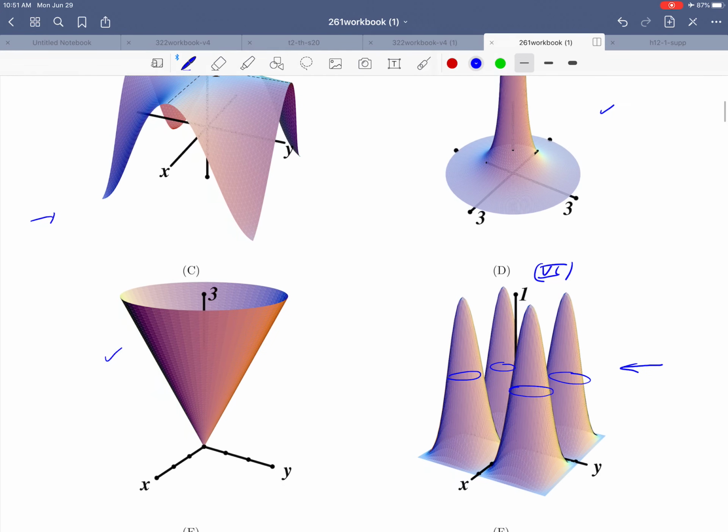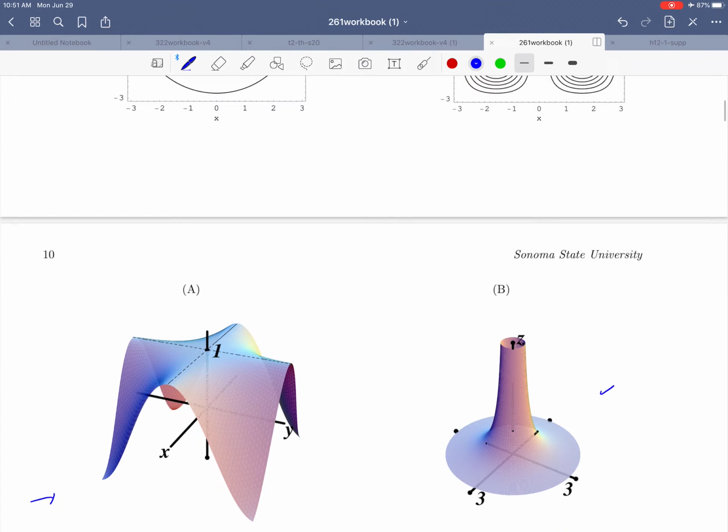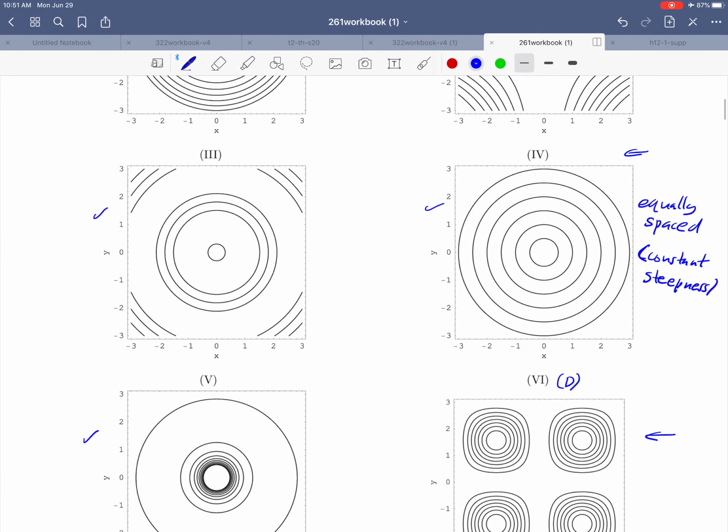As you look at the 4 graphs that we checked on the previous page, which one of those 4 looks like the steepness stays the same? To me, it looks like this cone-shaped thing. If you draw a line, notice that that line has a constant slope. So that's pretty good evidence then that C must go with contour 4. That was the one where we had the equally spaced circles. We'll go up here and match 4 with C.